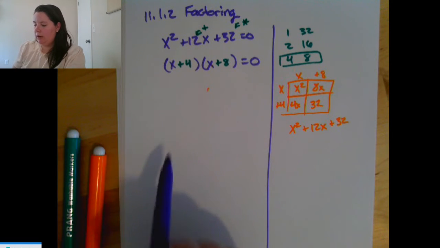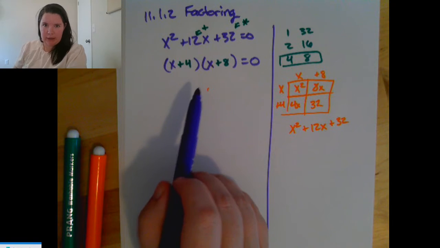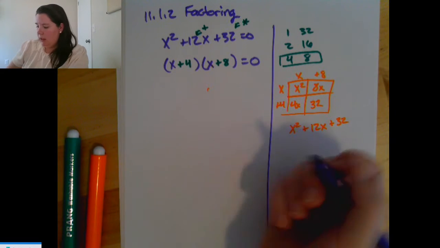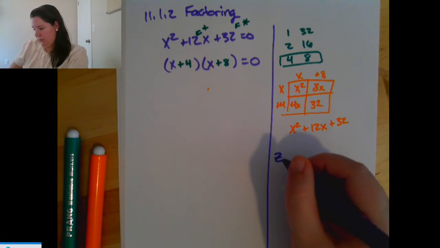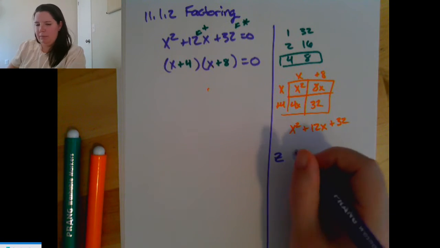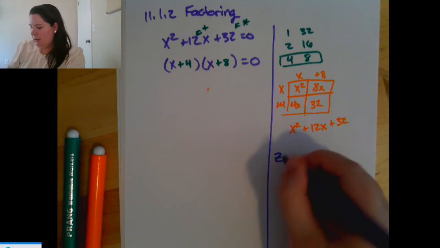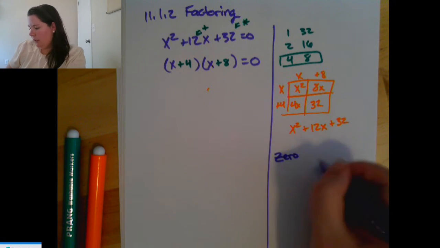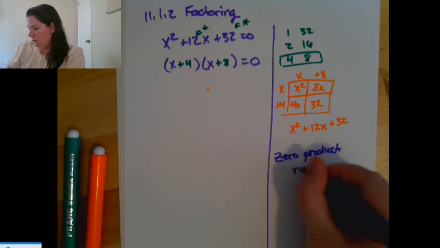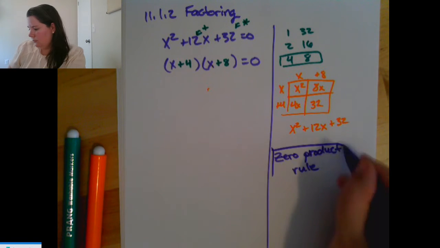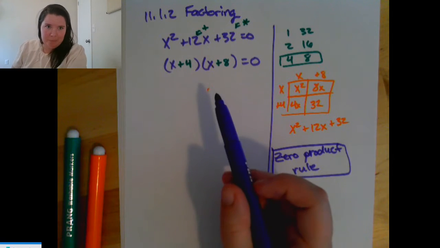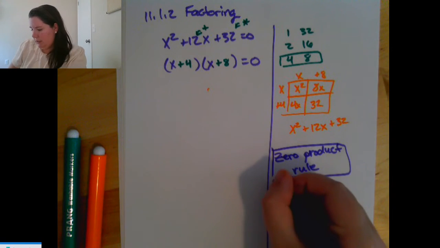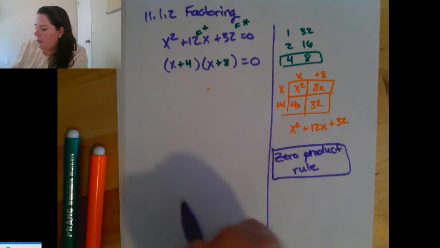So here's the reason why factoring is useful. It's this little trick, or this little rule that you've known since elementary school, but it only really became useful in this section of work. It's called the zero product rule. And the zero product rule says anything times 0 is 0, which seemed really obvious in elementary school and not that useful until now.